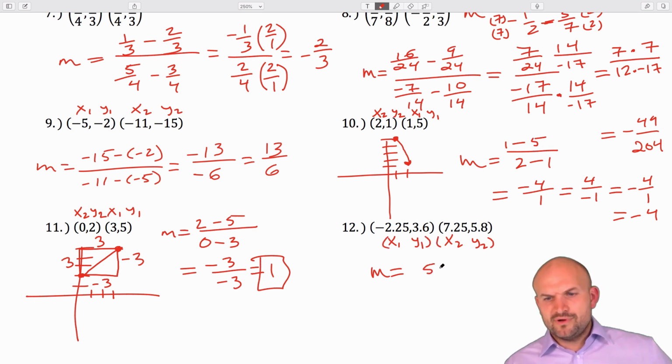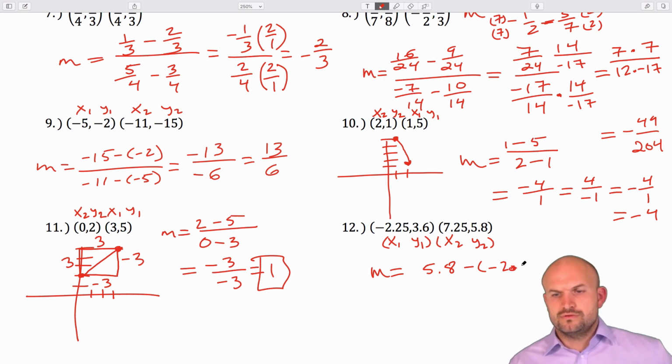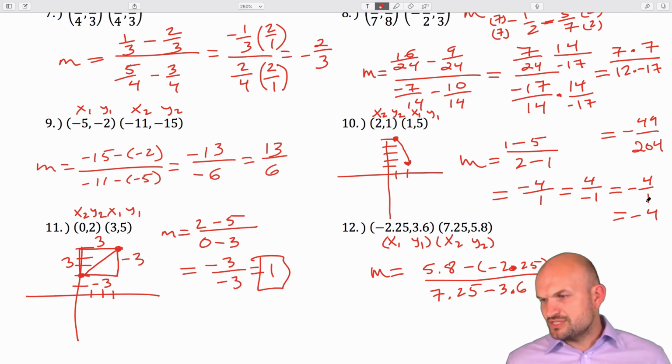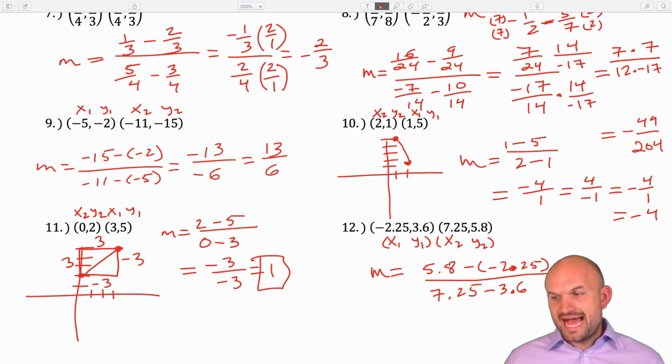So we have 5.8 minus a negative 2.25, which is basically adding 2.25. And then we have a 7.25 minus a 3.6. Okay, so I noticed that the minus the negative is really like adding, so it's going to be 5.8 and then add 2.25. And that gives me 8.05.